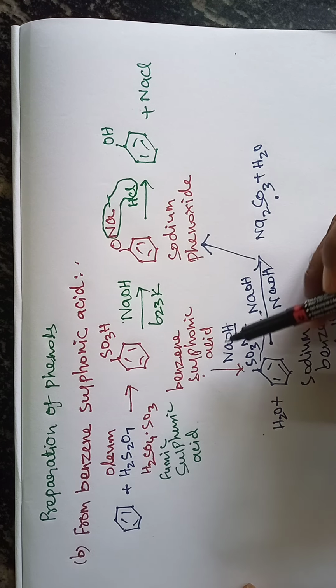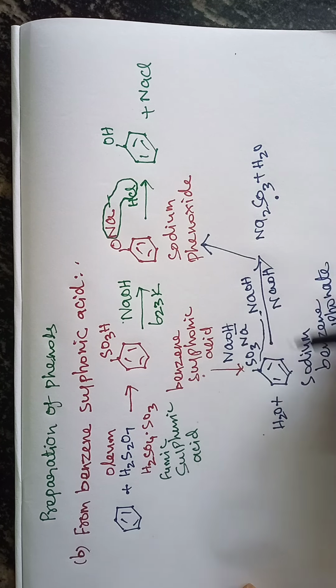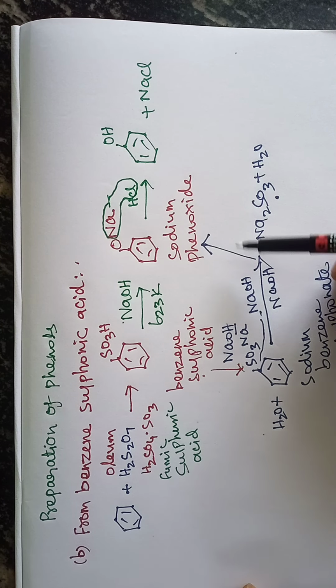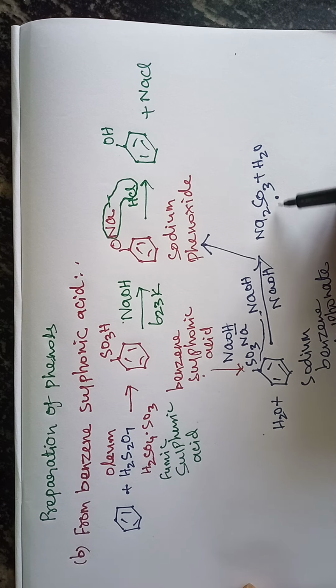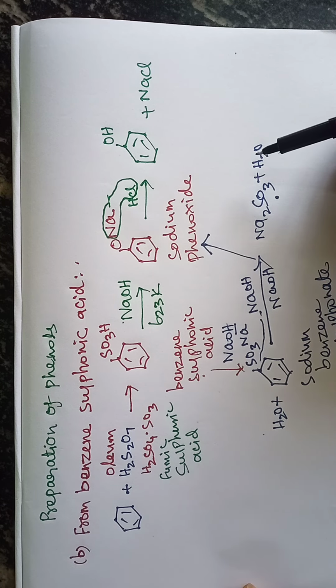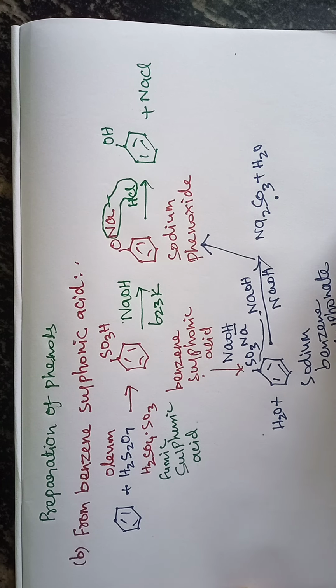So in this method, benzene sulfonic acid first reacts with 1 mole of sodium hydroxide, it gives sodium benzene sulfonate. Then this sodium benzene sulfonate treated with 2 moles of sodium hydroxide gives sodium phenoxide, sodium sulfite and water. So this is the second method for preparation of phenol from benzene sulfonic acid. Do you understand, students? I hope you understand.